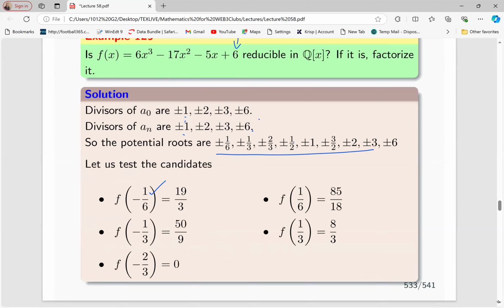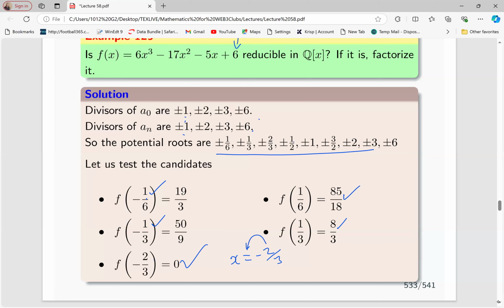So I tried -6, it was not a root. I tried -3, it was not a root. I tried 6 out of 1, it was not a root. A third was not a root. But when I tried -2 out of 3, it was a root. So it means, therefore, x is equal to -2 out of 3.